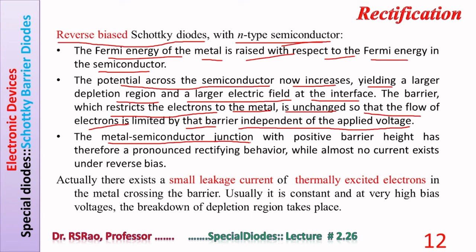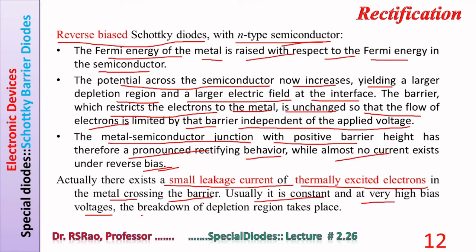The metal semiconductor junction with a positive barrier height therefore has a pronounced rectifying behavior, while almost no current exists under reverse bias. Actually, there exists a small leakage current of thermally excited electrons in the metal crossing the barrier. Usually it is constant, and at very high bias voltages, the breakdown of the depletion region takes place.